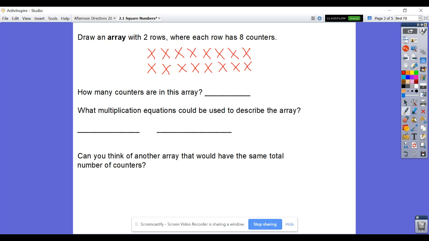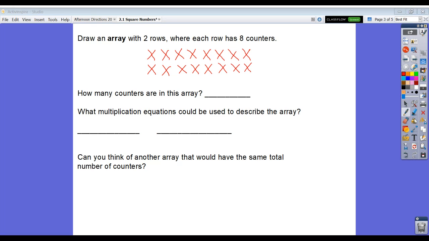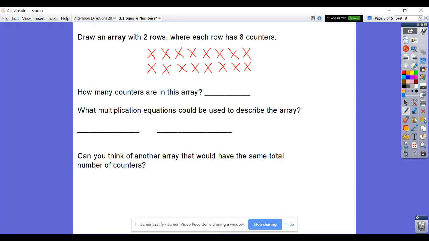Great. Now, if I wanted to count the total number, how many counters are in this array, you could count them, right? 1, 2, 3, 4. You could count them up, and you might be already saying, I know it is 16. 16 what? 16 counters. We always include our units.